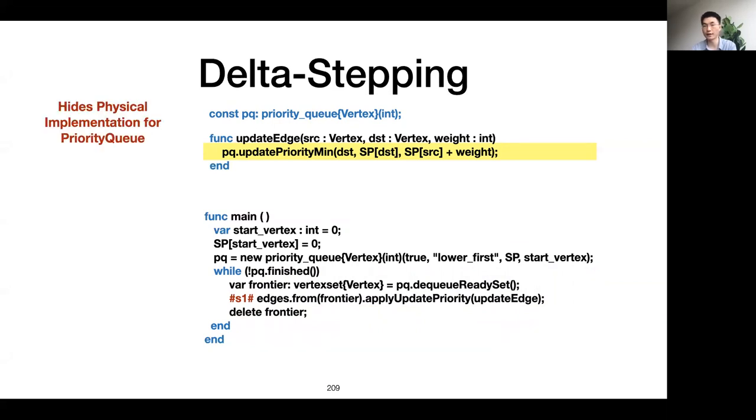So the key design here is we hide the physical implementation of the priority queue. We never actually push or pop; we never push explicitly to a priority queue. This way, we're able to switch between different strategies to implement the priority queue for different optimizations and even for different hardware platforms.